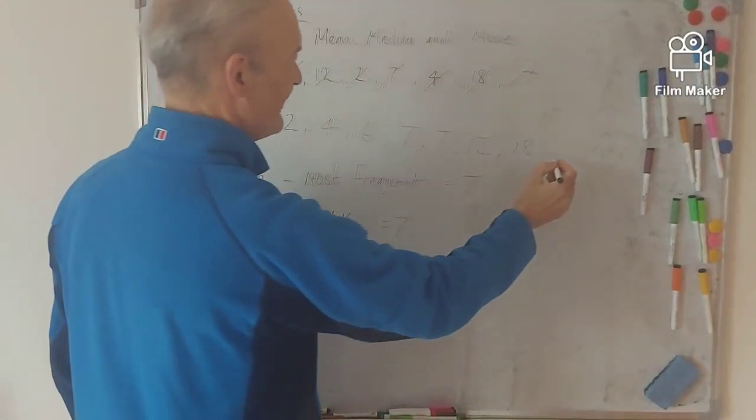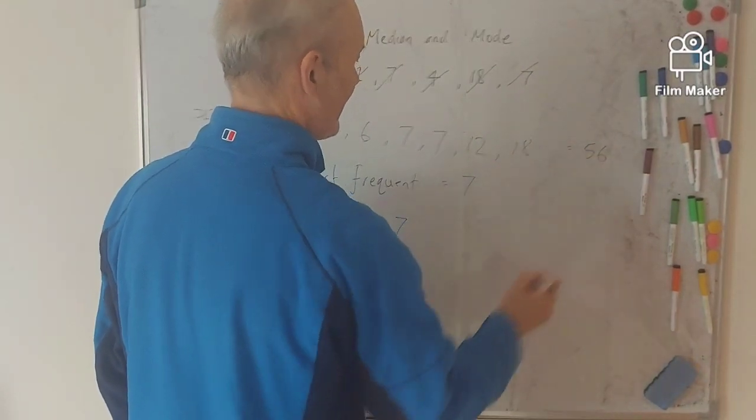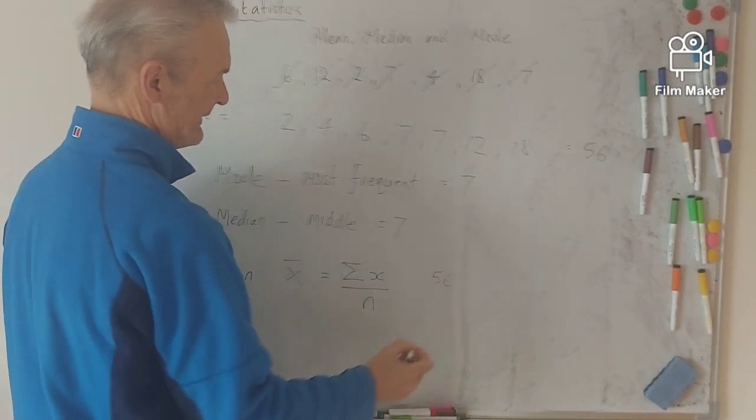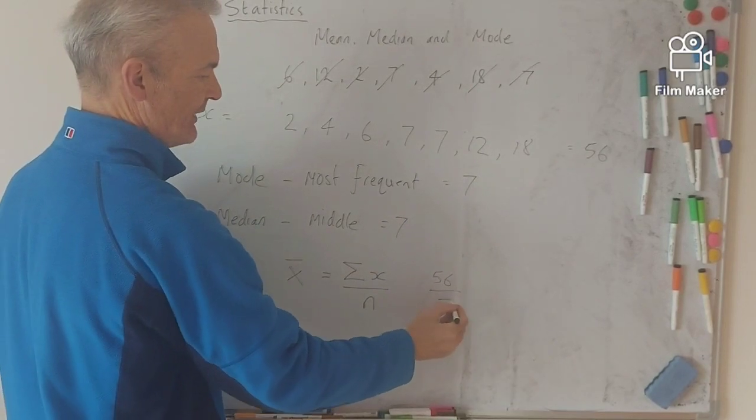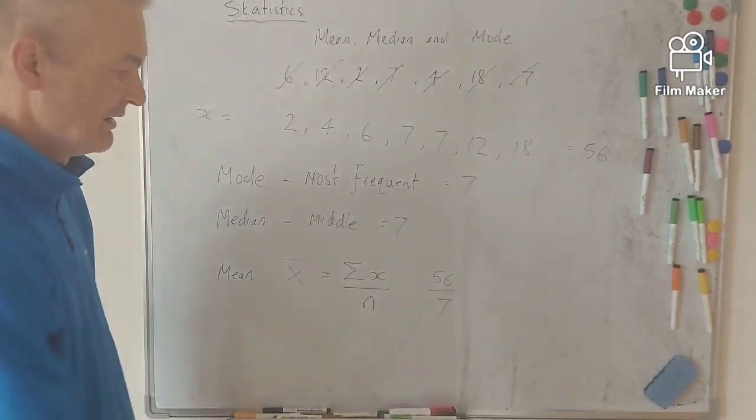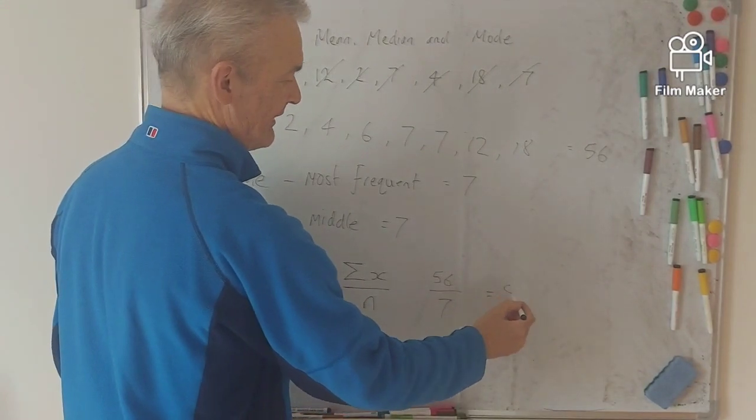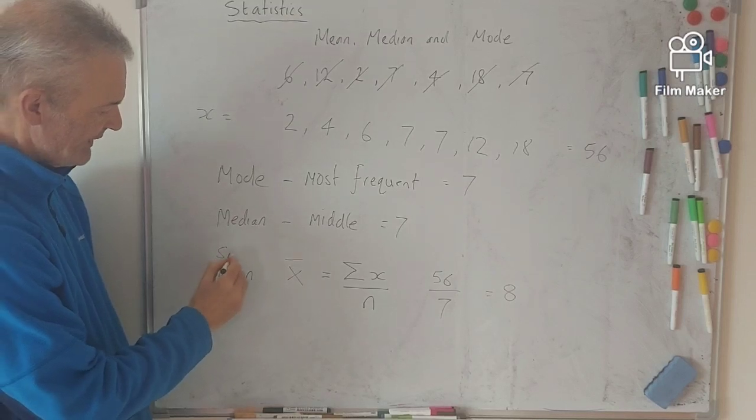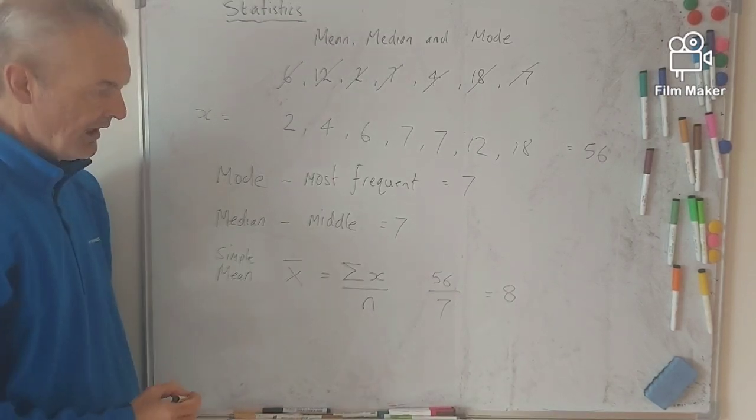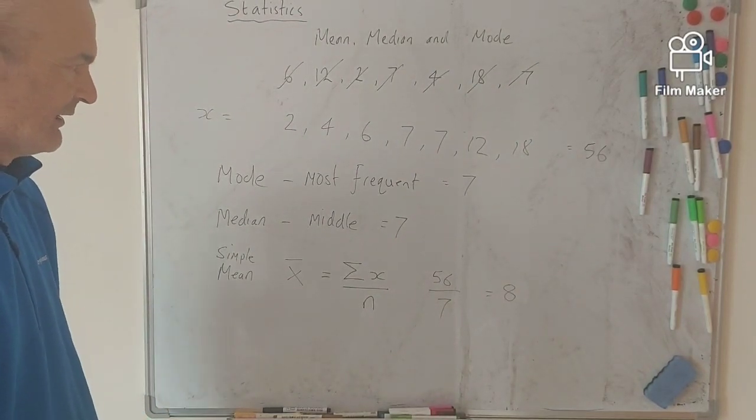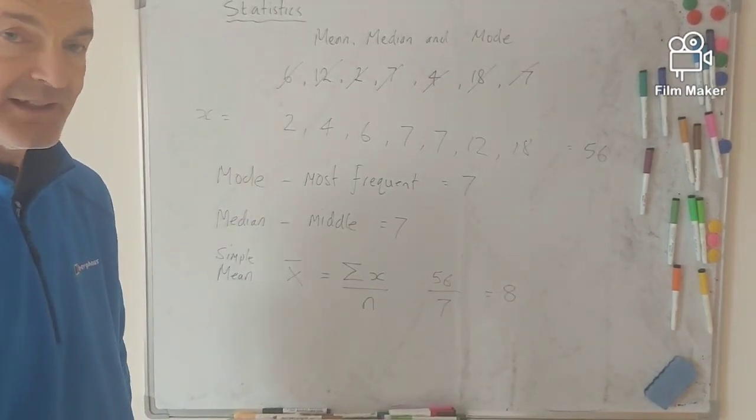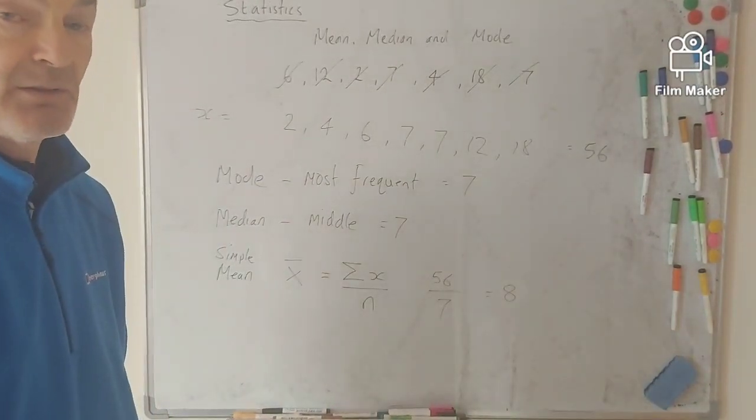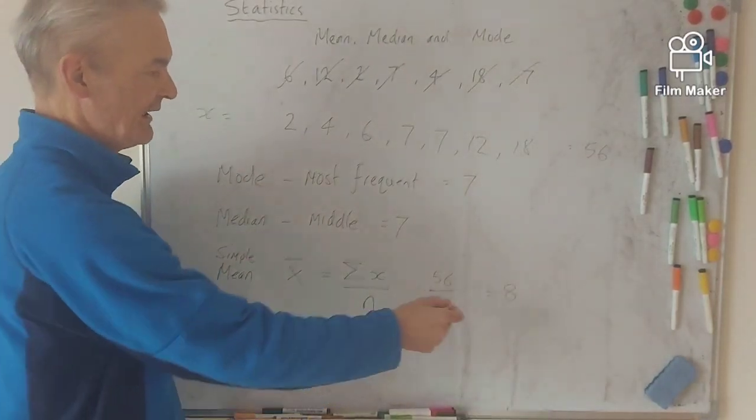So if we add all these up, we're going to get 56. So that is sigma x. And there are 7 numbers, so we are going to divide by 7. So 56 divided by 7 is 8. So our mean, or I should probably technically call it a simple mean, is 8. So this is the easiest type of mean that you would be asked to calculate, where you've just got a row of numbers, you add them up and divide by the numbers that are there. It's called a simple mean, and in this case it's 8.